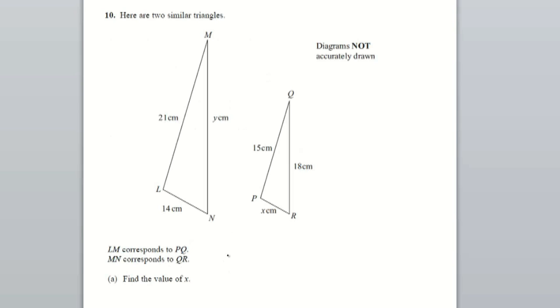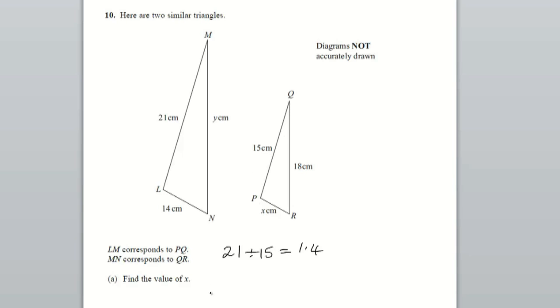Similar triangles are all about scale factors. So we have to look at these two triangles, look at which sides correspond to each other, and well, it says here, doesn't it, LM corresponds to PQ, so that means that 15 is getting enlarged to 21. So what's the scale factor? 21 divided by 15 tells me that the scale factor is 1.4. So if we're talking about lengths, all of the lengths here are 1.4 times bigger than those, or 40% bigger.